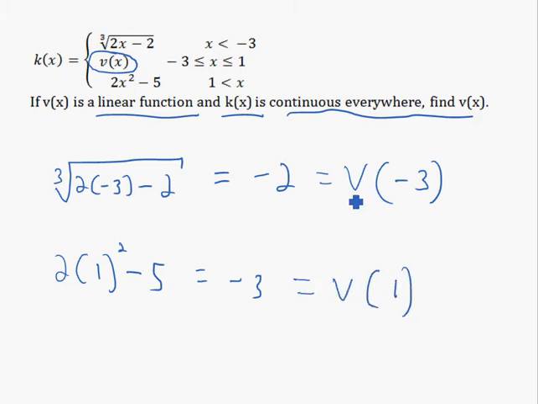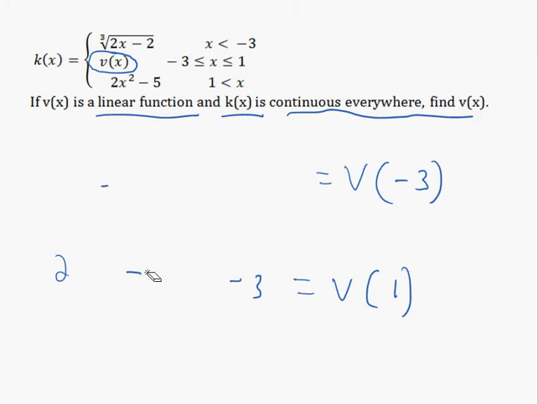So let me erase what we have here. We don't need this anymore. Oh, I did need that number. Darn. What was that number? Negative 3, negative 2. There we go. We need v of negative 3 to be negative 2, and we need v of 1 to be negative 3. So essentially, if you look at our graph here, at negative 3, we need to go from negative 2, that's right here, and at 1, we need to be at negative 3.